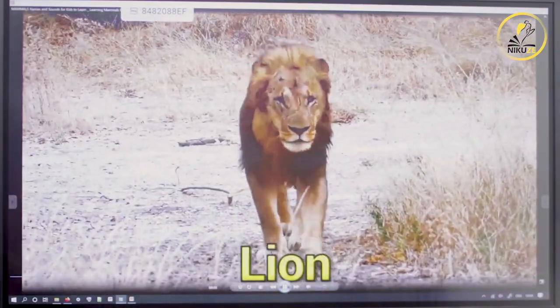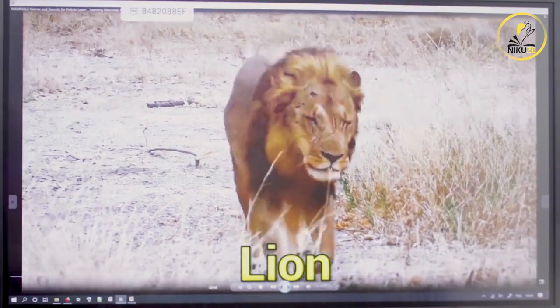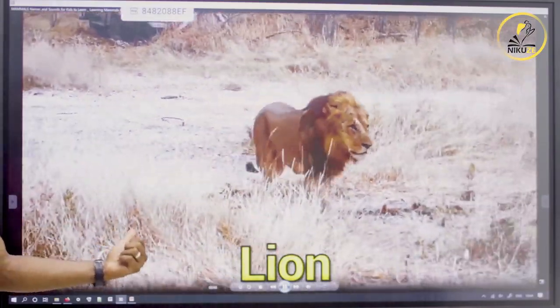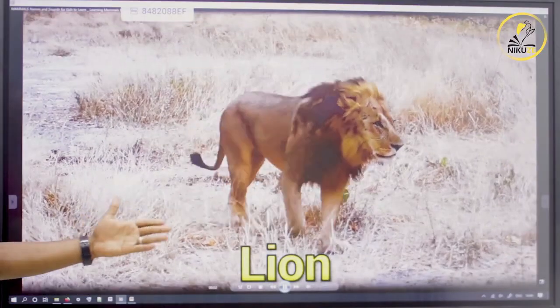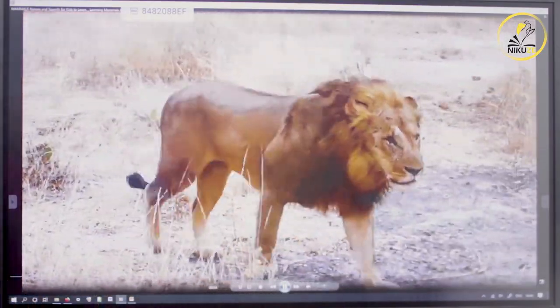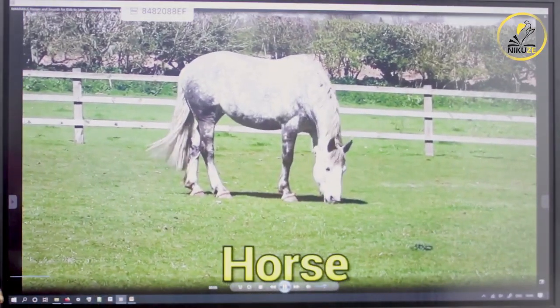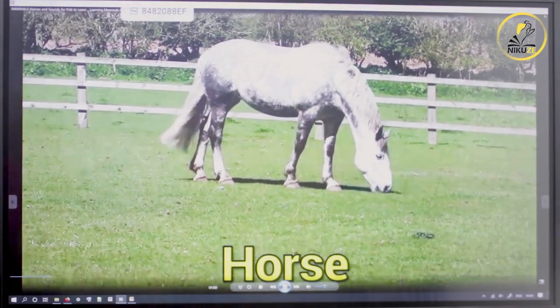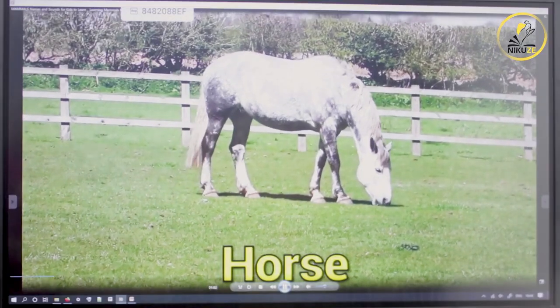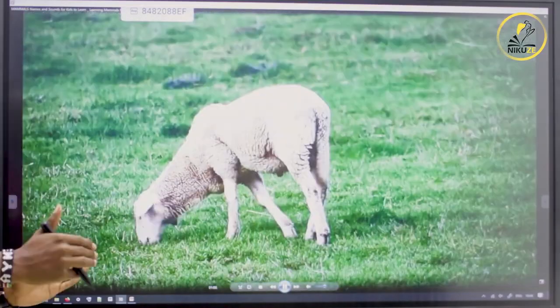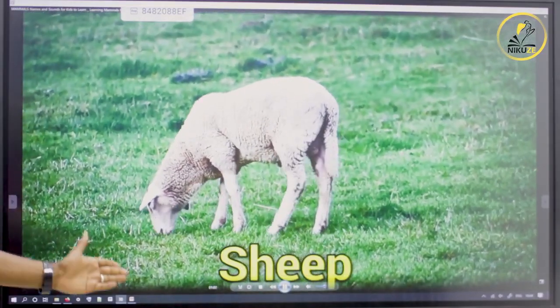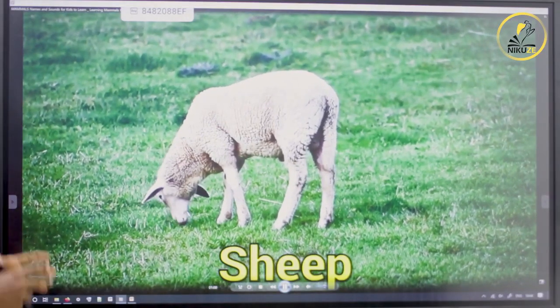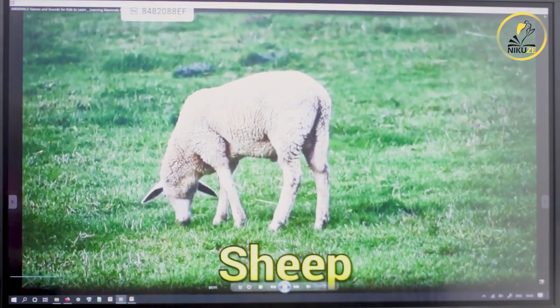You have a lion. A lion is also a mammal, but this is a mammal that is found in the forest. You can't keep a lion at home. You only do it at your own risk. You know what I mean? Then you also have a horse. You've seen a horse. A horse is friendly. You can play with the horse, but you cannot play with a lion. So all these are mammals. They are quite a number. Sheep. We have sheep in our home. It is a domesticated mammal.